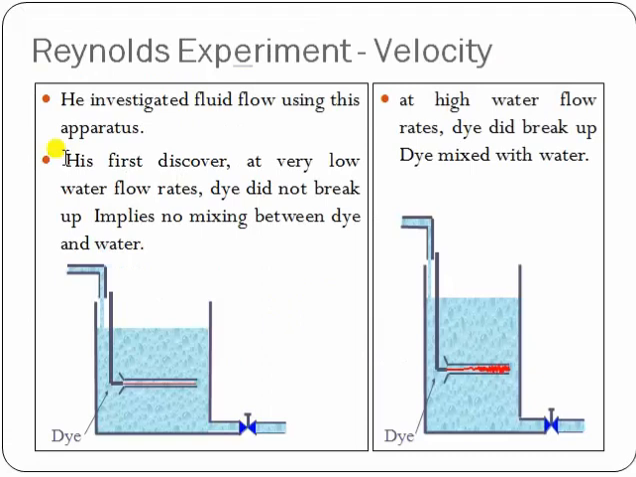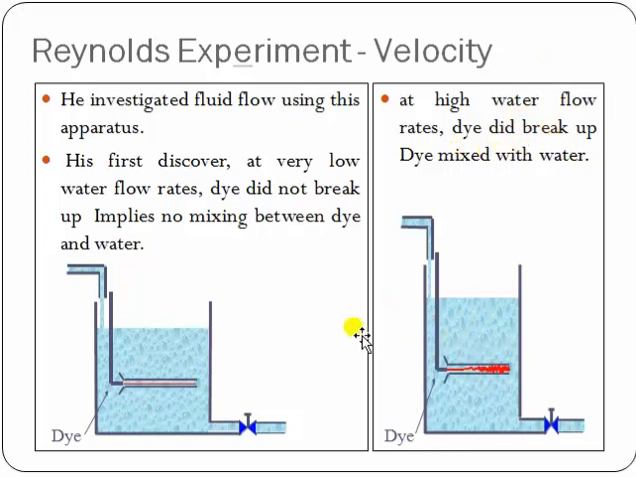Now first, he observed the velocity of fluid. He investigated fluid flow using this apparatus. He first discovered that at a very low water flow rate, the dye did not break up, implying no mixing between the dye and water. In a steady state, when you insert a dye with a steady flow, the dye does not mix. But at a higher water flow rate, the dye did break up and mixed with the water.